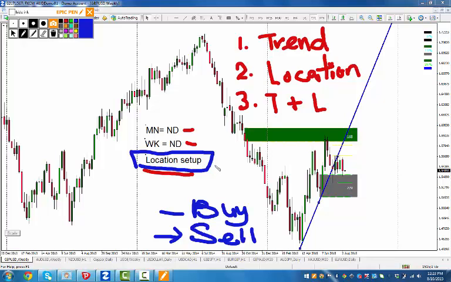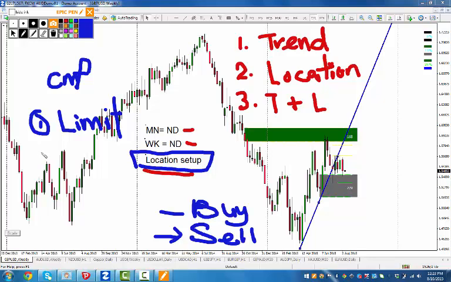Then the next thing is the entry. Now, in a location trade, we mentioned that we cannot put a pending order like a limit order, right? We have to use a confirmation entry. Okay. Basically, we have 2 types of entry: limit entry, buy limit, sell limit.